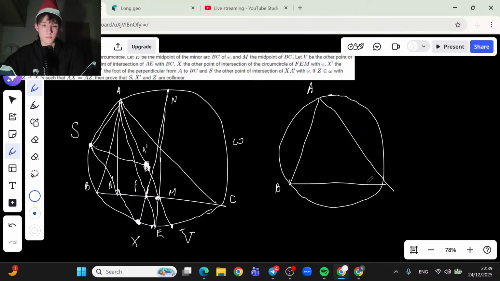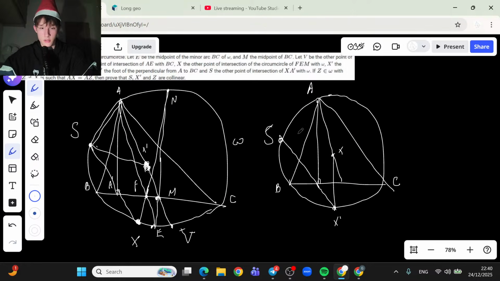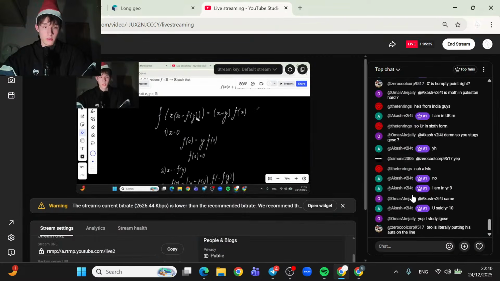Okay, A, B, C. We have the Humpty point, X. We have the reflection of the Humpty point, X prime. And we have the foot of the perpendicular from A, intersection like this, S. And we want to show that AS is the external bisector of X, S, X prime. Okay. I was literally putting this all around.